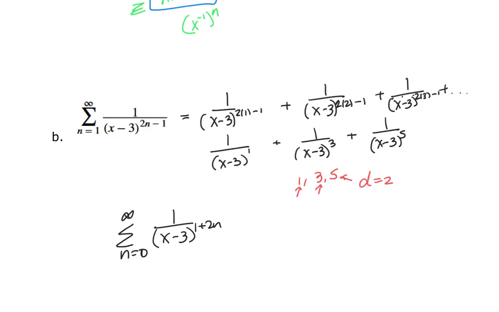Now let's check it. I put in 0, I'm going to get 1. I put in 1, I'm going to get 3, so that one checks. I put in 2, I'm going to get 5, so that one checks. So this is where I am.